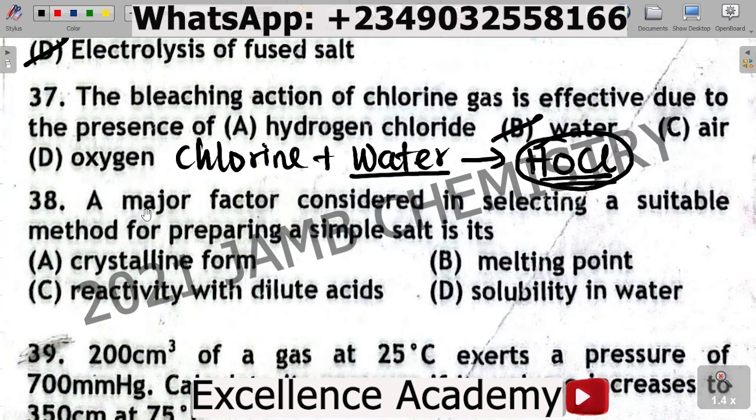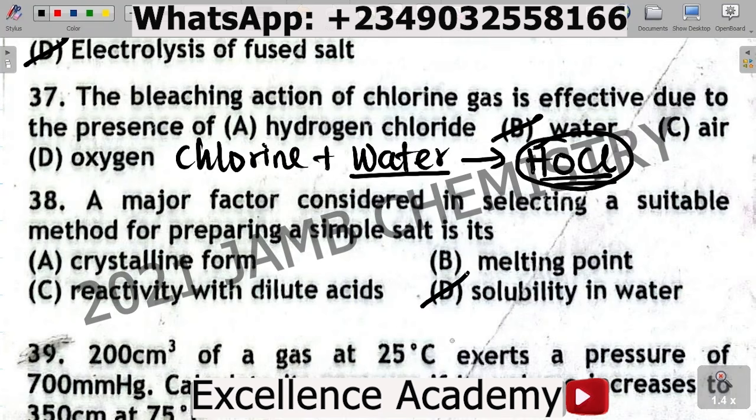Next up, question 38. A major factor considered in selecting a suitable method for preparing a simple salt is its A. Crystalline form, B. Melting point, C. Reactivity with dilute acids, D. Solubility in water. For this question here, the correct answer is D. Solubility in water.